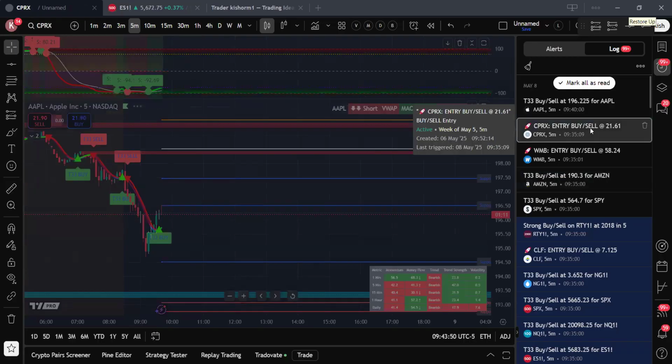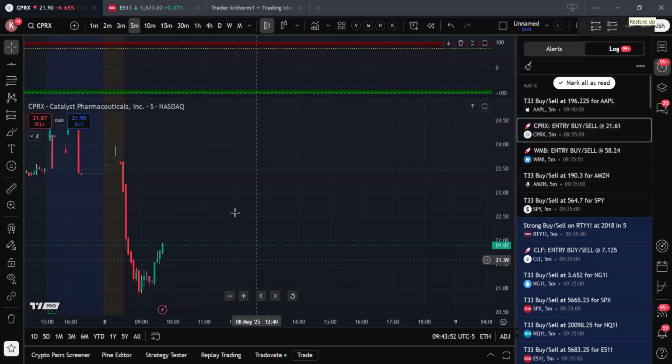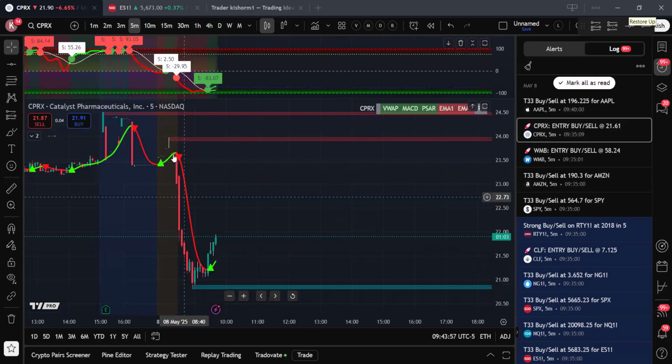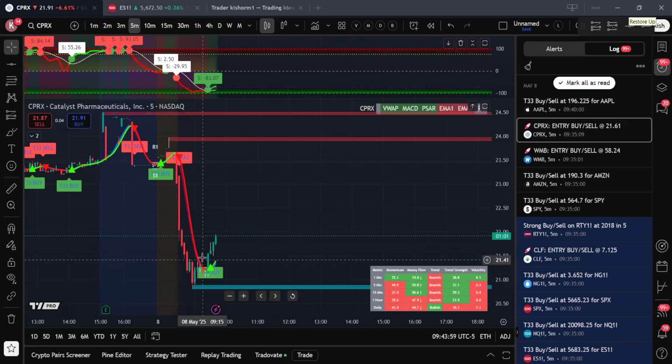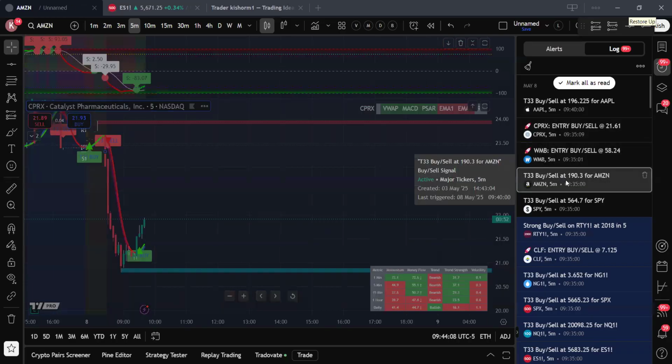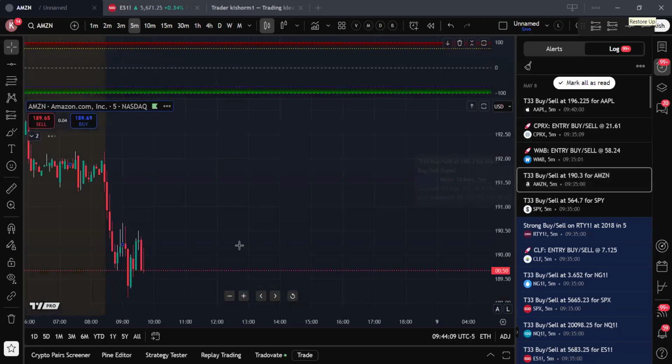Let us look at CPRX. Yesterday we took the CPRX for earnings and we made nice profits. CPRX came all the way down, but because it reported negative earnings, it is risky. So let's look at Amazon.